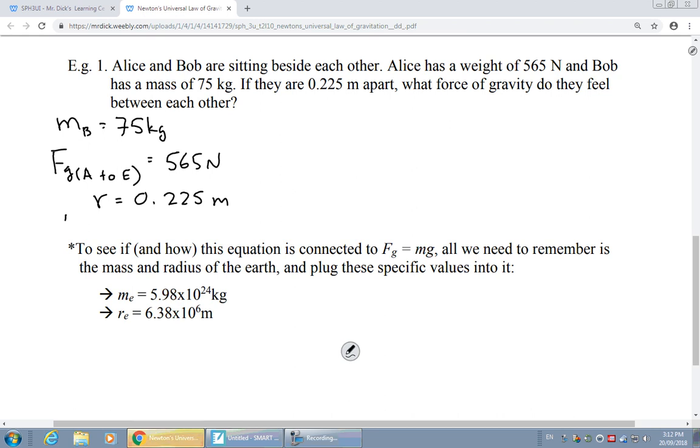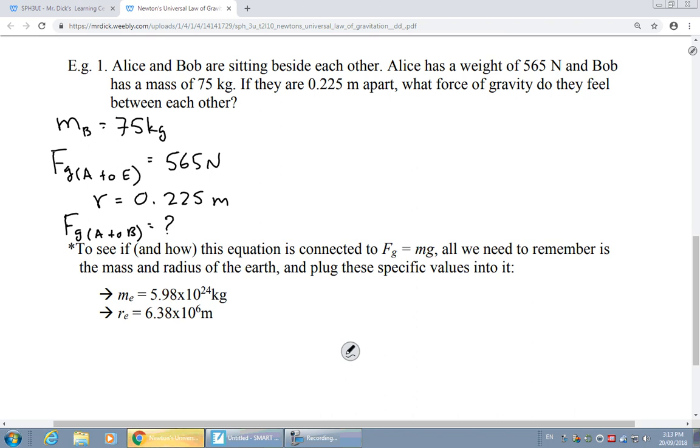And in reality, we're still trying to find a force of gravity, but it's not the force of gravity that either of them feels with the Earth. It's the force of gravity that attracts them to one another. So we're going to look for Fg A to B, which is my way of saying we're looking for the force of gravity between Alice and Bob. That is really our unknown value that we're trying to find.